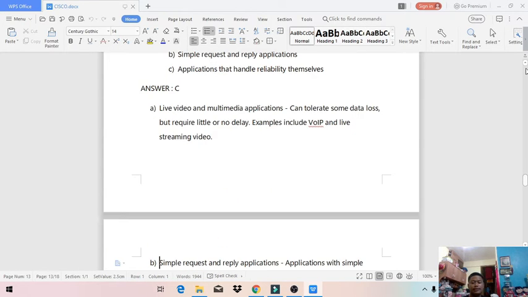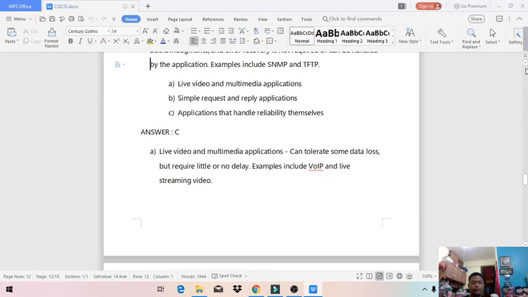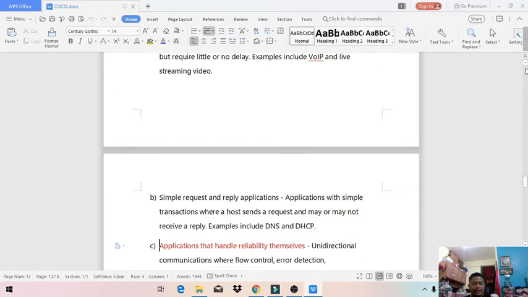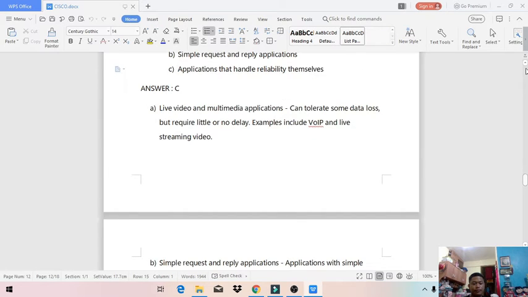So the next is: unidirectional communication, where flow control, error detection, acknowledgement, and error recovery are not required or can be handled by the application. Examples include SNMP and TFTP. So the correct answer is letter C, the applications that handle reliability themselves.